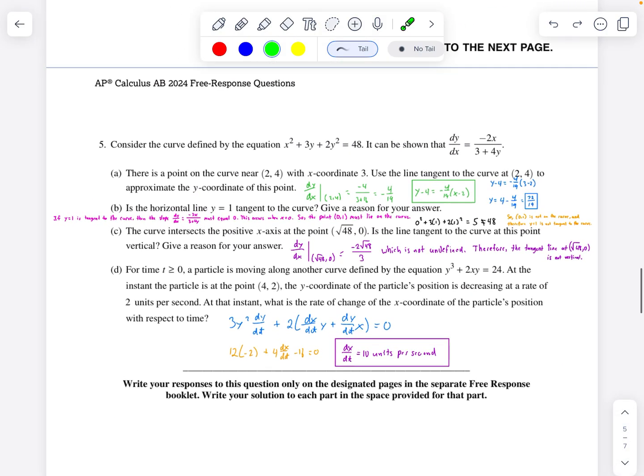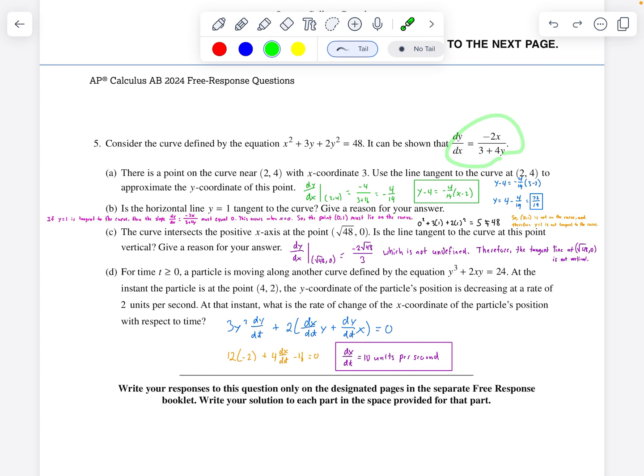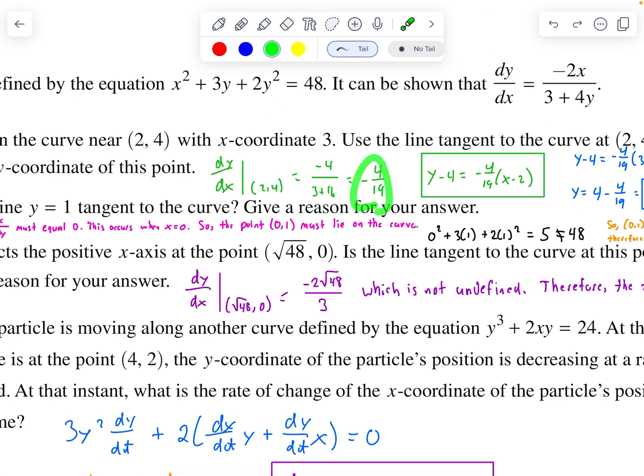All right, on number 5, they give us the derivative of something and ask us to do a tangent line approximation. So we're going to find the line tangent to this curve at this point, 2, 4. So I found the slope right here, and then I did point slope. Then we're going to use this line to estimate the value of this curve at x equals 3.